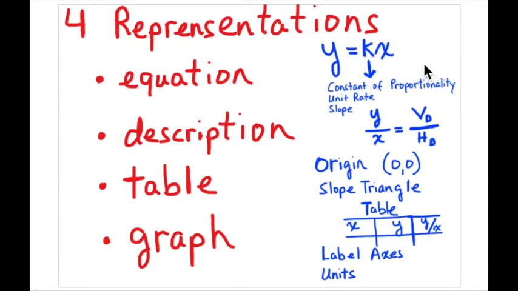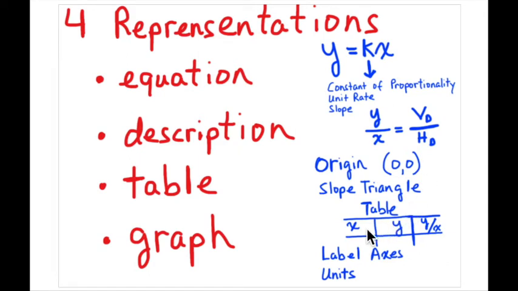So think about the equation that we started with a long time ago, y equals kx. The constant of proportionality, the unit rate, the slope, the comparison of the number of units in the vertical direction compared to the number of units in the horizontal direction. Where's the origin? Where the x and y axis meet? What does that mean as far as a proportional relationship? The slope triangle is going to be shoved right up against that origin.